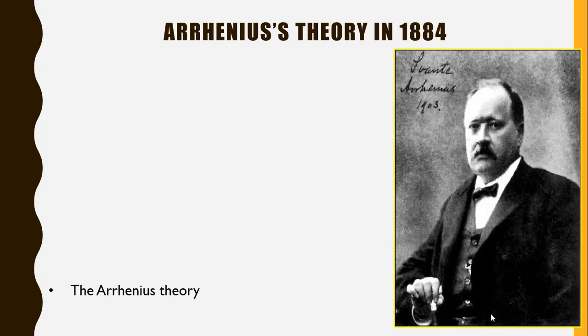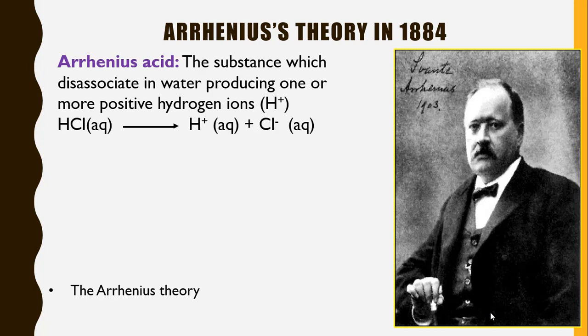Arrhenius defined acids as substances which dissociate in water producing one or more positive hydrogen ions, like HCl aqueous, which when it dissolves in water produces positive hydrogen ion. So it is called an Arrhenius acid. So any substance dissolved in water producing positive hydrogen ion is called what? It is called an Arrhenius acid.